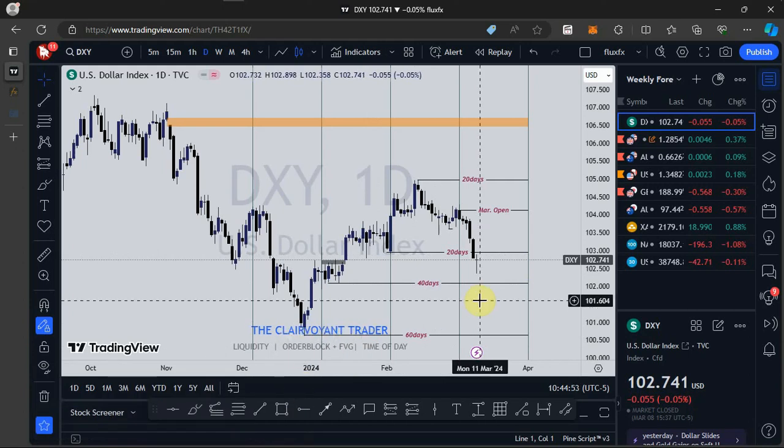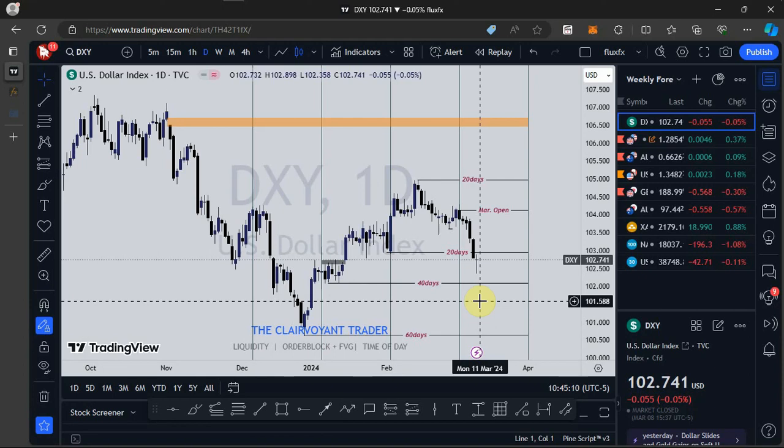So going forward, there will be instances where you won't get the weekly market analysis for the first week of the month. It depends on how the market reacts or how the market ends in the previous month. So just take note of that.